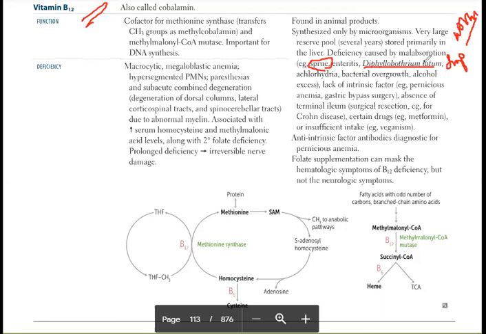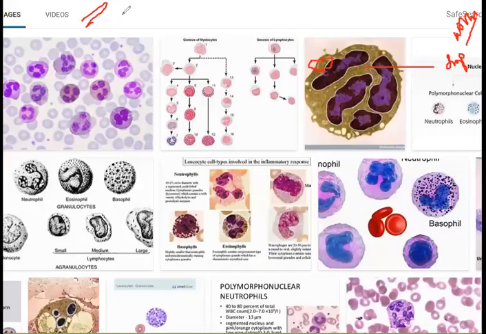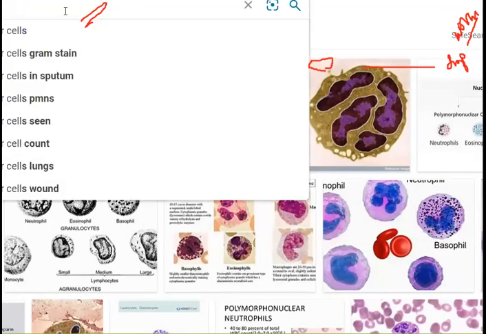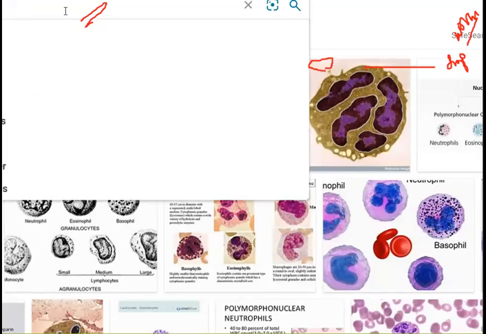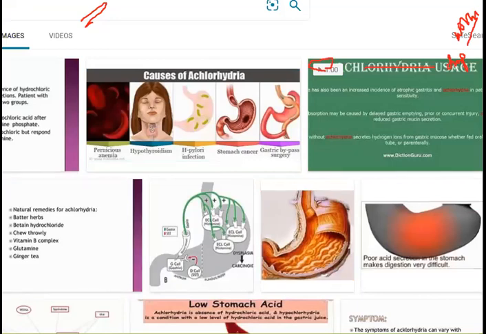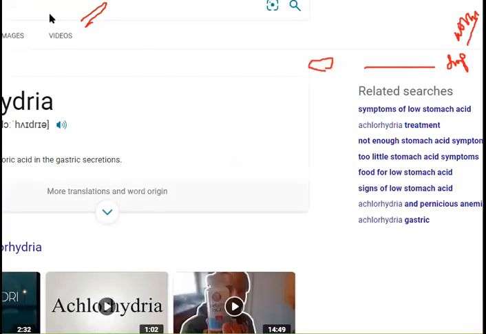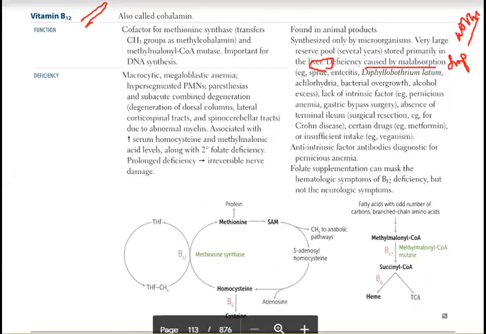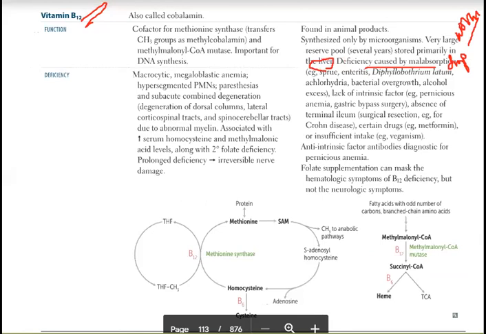Okay, and then you have this terminology, achlorhydria. So what is achlorhydria? It is the absence of hydrochloric acid in the gastric secretions. So the patient will not be having HCl. Achlorhydria. A means no, so no HCl production.